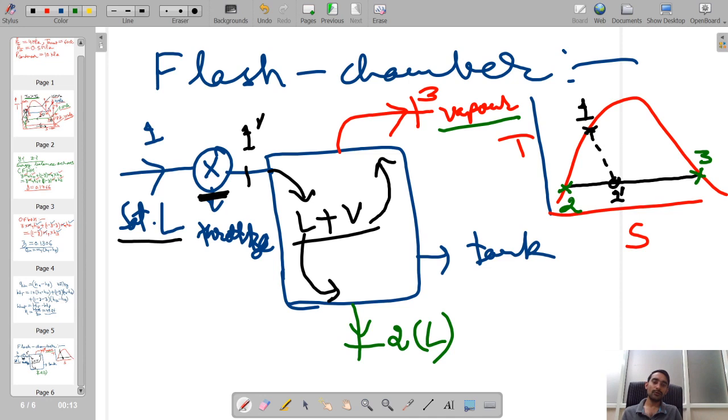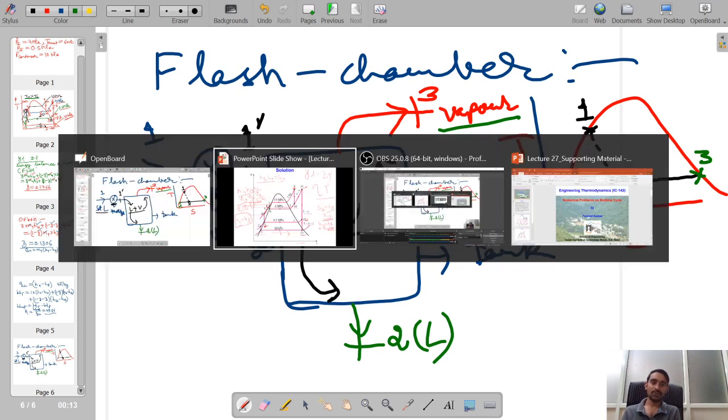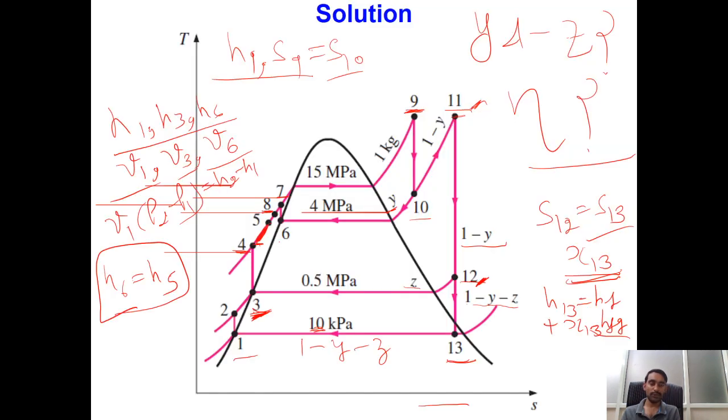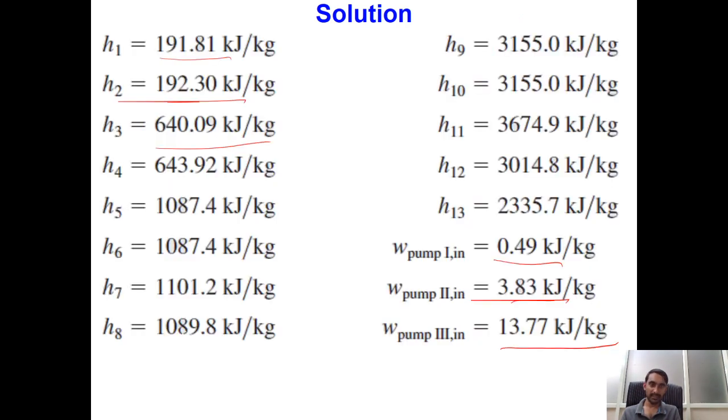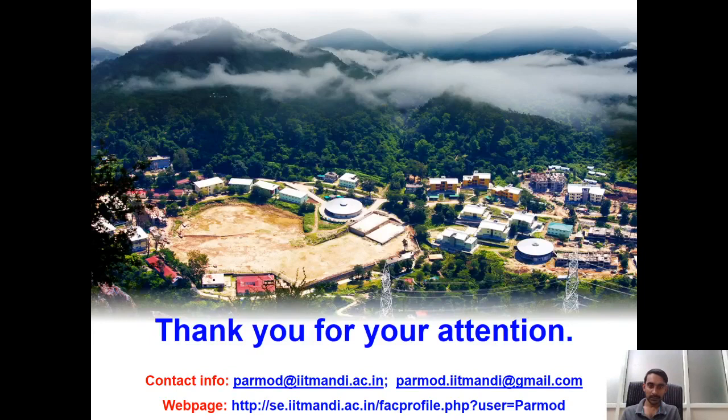Now if you go through your textbook, you will find that there are certain problems related to geothermal power stations. One such problem I have included here, and this type of geothermal power station requires knowledge of flash chambers. So let me first discuss that problem with you all.